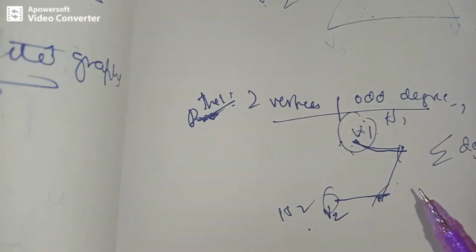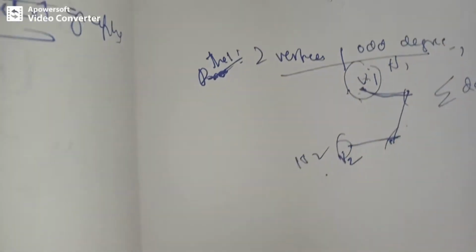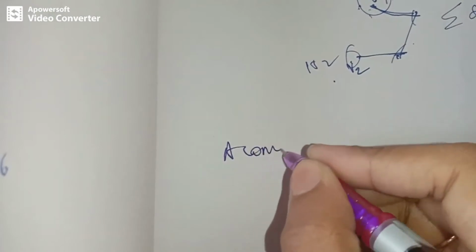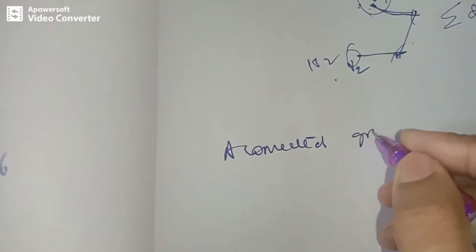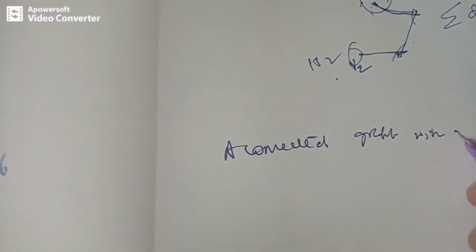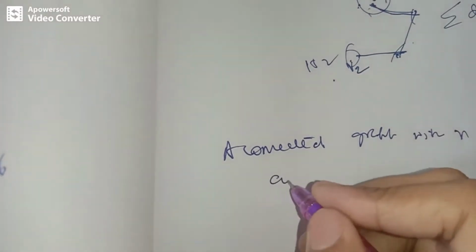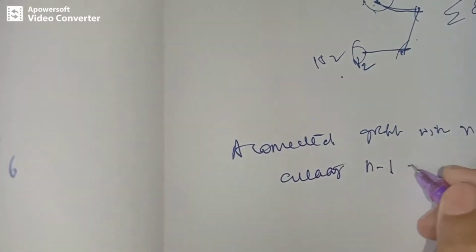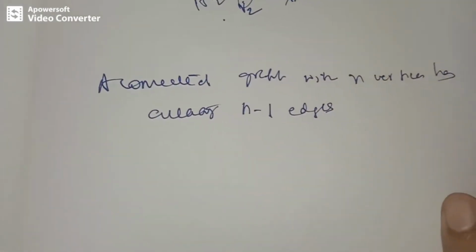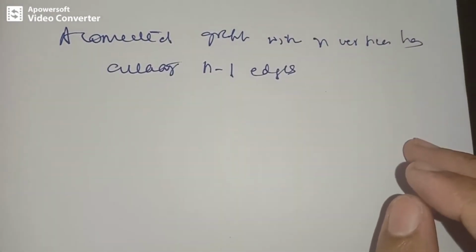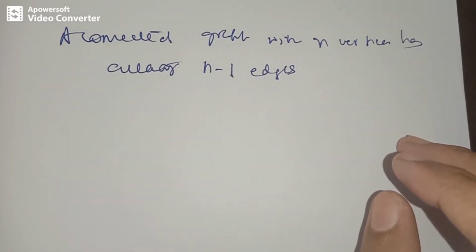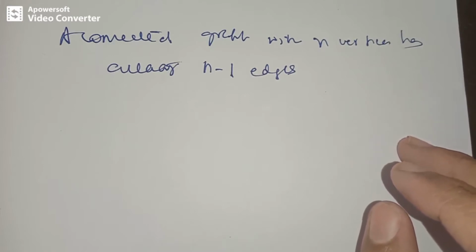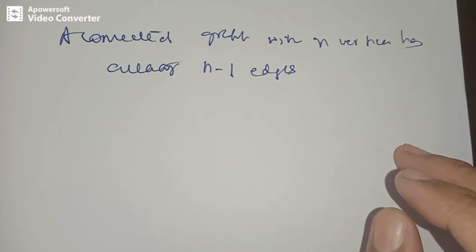So next, we'll move to the next theorem, that is, a connected graph. I'll be just writing the theorem. A connected graph with n vertices has at least n minus 1 edges. So this is the theorem. Basically we are taking that there are n vertices in a graph, and we need to show that there are at least n minus 1 edges.